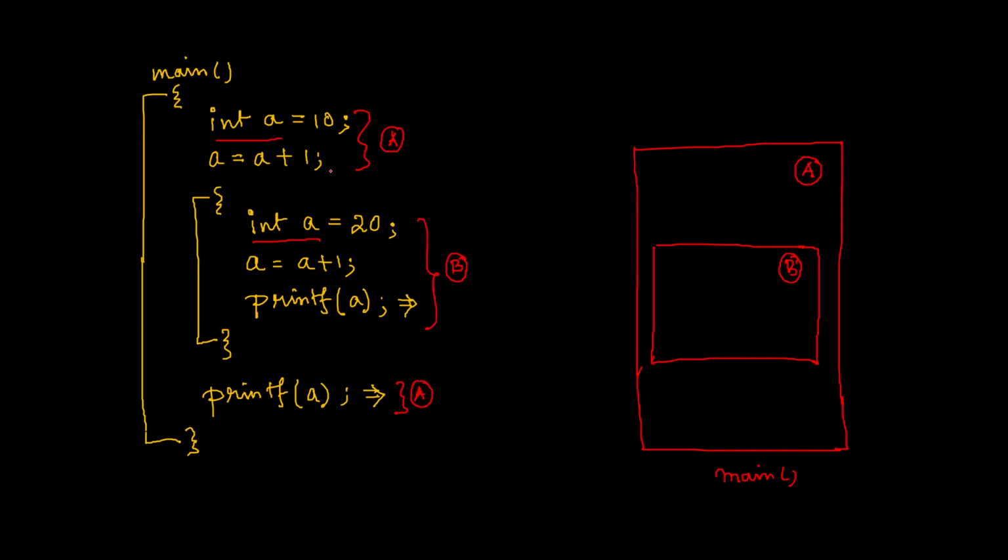And according to this, what happened? A variable will be allocated within this scope whose name is a, whose value is 10, maybe whose address is 100.